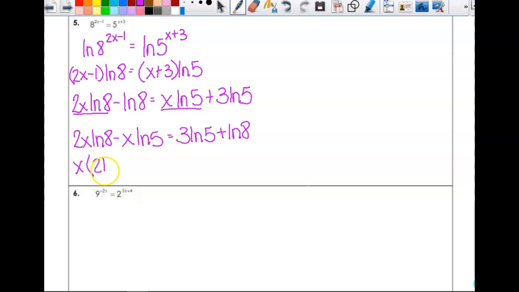That leaves me with 2 times the natural log of 8 minus the natural log of 5, which equals 3 natural log of 5 plus the natural log of 8. Okay, so let's pause here for just a second. This is 2. If this was 2x also, then my GCF would actually be 2x. But I don't know that I'd want to factor out my GCF because I don't care about getting 2x by itself. I care about getting x by itself.